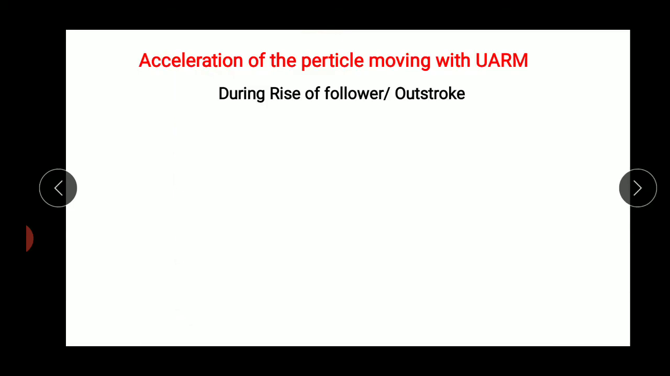The next part is acceleration. Acceleration of the particle moving with uniform acceleration and retardation motion. So during rise of the follower, or during outstroke, as we had seen, the acceleration is constant. Acceleration is the rate of change of velocity with respect to time, or acceleration is the slope of the velocity graph.